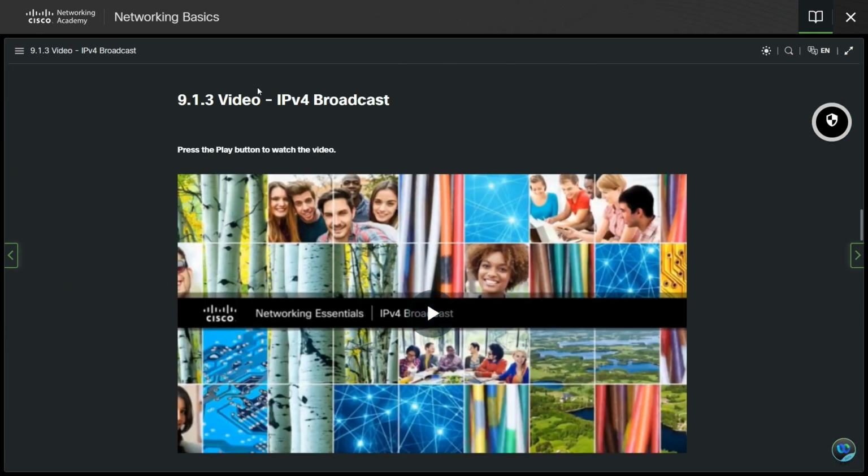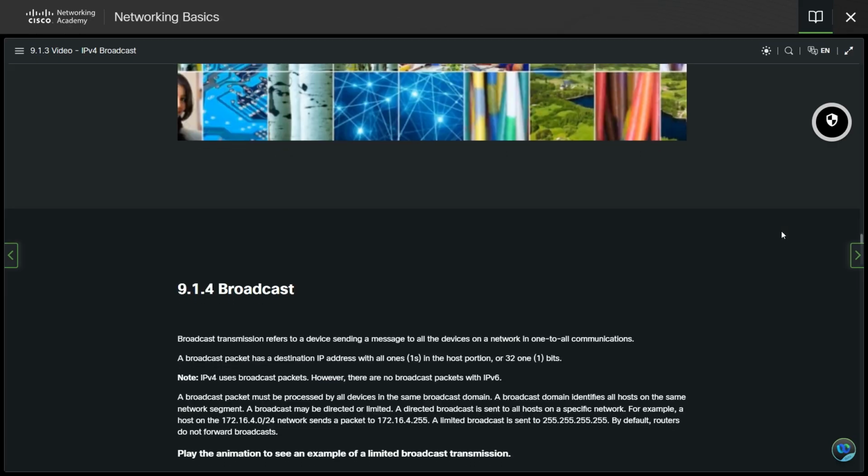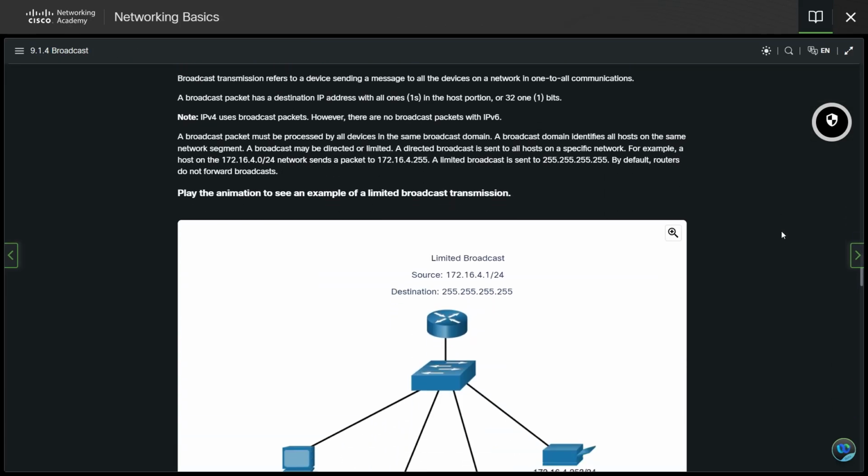The next point is IPv4 broadcast. Broadcast transmission refers to a device sending a message to all the devices on a network in one-to-all communication. A broadcast packet has a destination IP address with all ones in the host portion, or 32 bits. Note: IPv4 uses broadcast packets. However, there are no broadcast packets with IPv6.